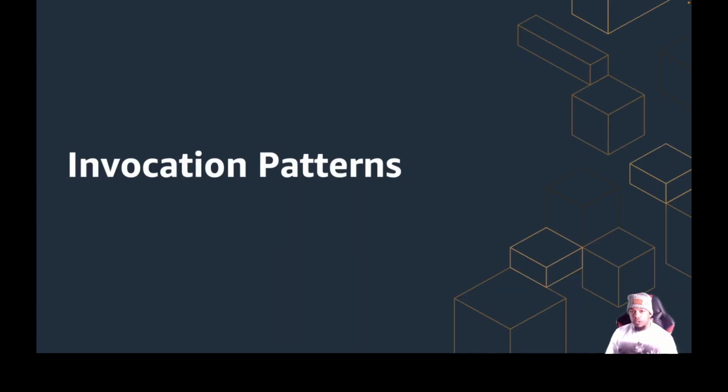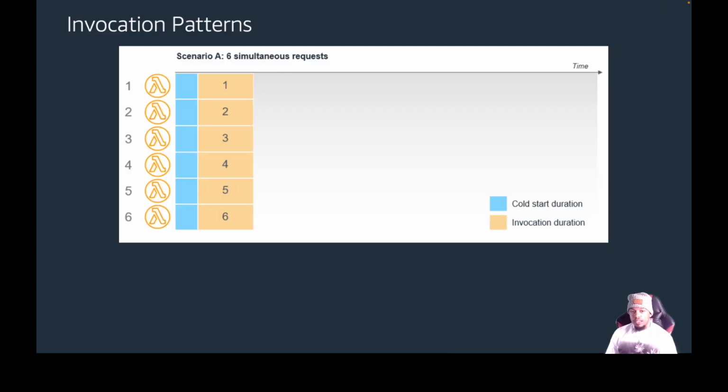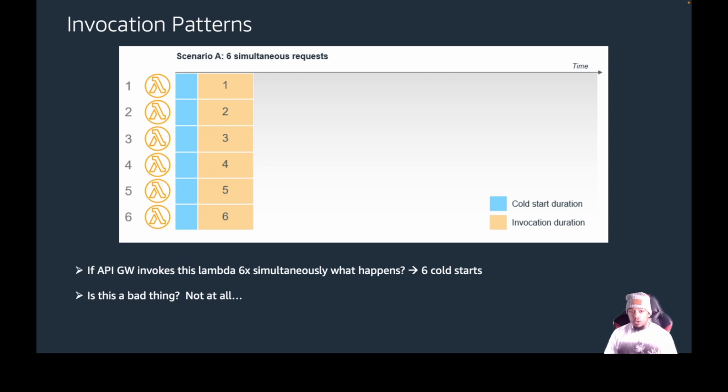I want to touch on invocation patterns just to make sure that everyone is aware of how this may impact performance and also your ability to process messages at scale. So let's look at simultaneous requests. Let's imagine that there's an application that you have and it's highly concurrent, right? It has 6 requests at a time. And let's assume that at this point, your Lambda allocation is 0, so you don't have any available instances of a Lambda function. What happens in this scenario is that you're going to get 6 cold starts.